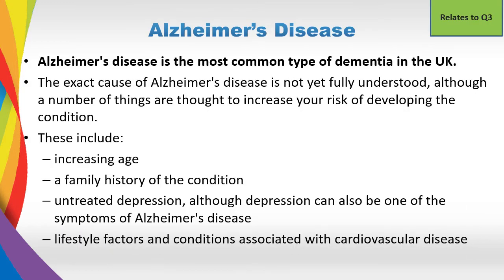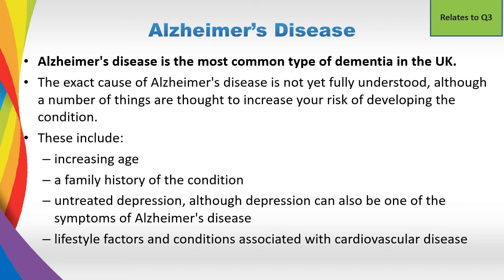So now we're going to have a look at the specific diseases that we're concentrating on for your course. We're going to have a look at Alzheimer's disease to begin with, because this is the most common type of dementia, or the most common cause of dementia in the UK. The exact cause of Alzheimer's is not yet fully understood because they're still doing research on this type of thing. However, there are some ideas of what your risk of developing the condition could be.